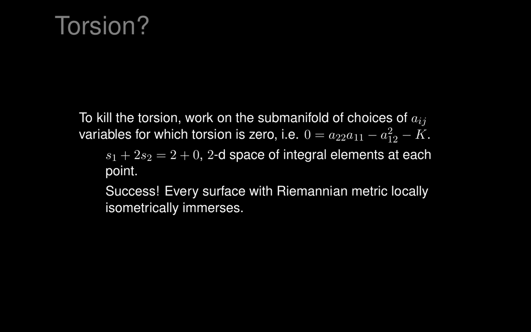This is, again, a local result. So it only tells us that little tiny pieces of the surface can be flexed in these nice ways. They can be bent without stretching. But it doesn't tell us what happens globally.